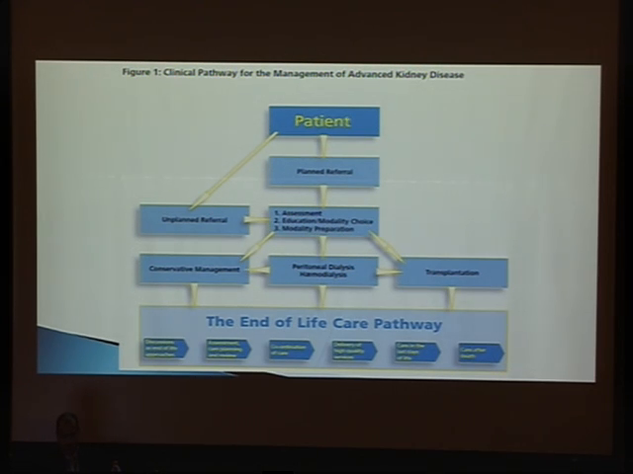So here is the clinical pathway for the management of advanced kidney disease. As you can see, there are six steps at the end of the algorithm, only talking about the steps of how to do the end-of-life care pathway. Starting by discussing as end-of-life approaches, assessing care planning and review, coordination of care, delivery of high-quality services, care in the last days of life, and even care after death.